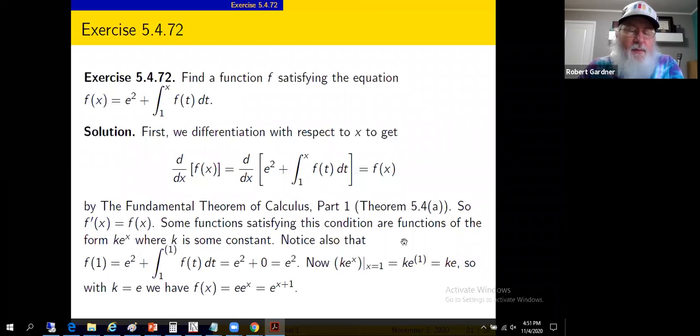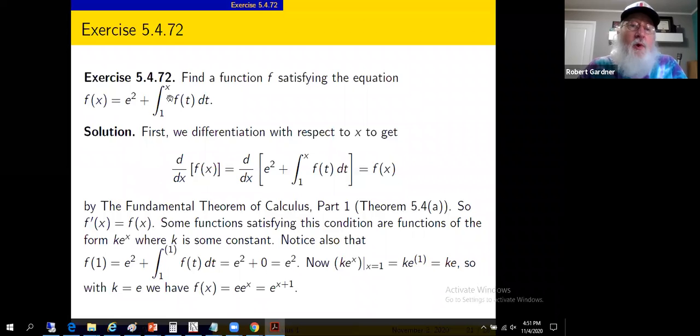We need some more information. Let's plug some numbers into this function and see what happens. You don't have a lot of latitude here because you don't know what the function f is. You don't know what the integrand is. So that's the question. All right, well, how about this?